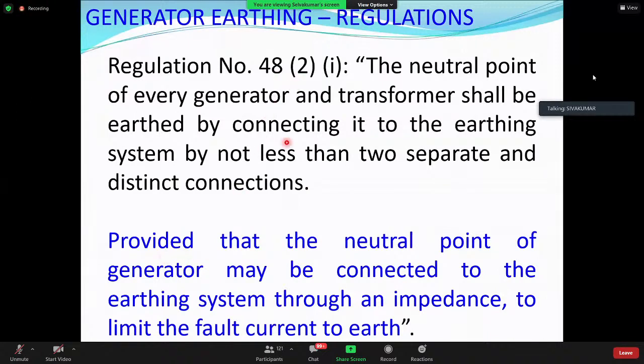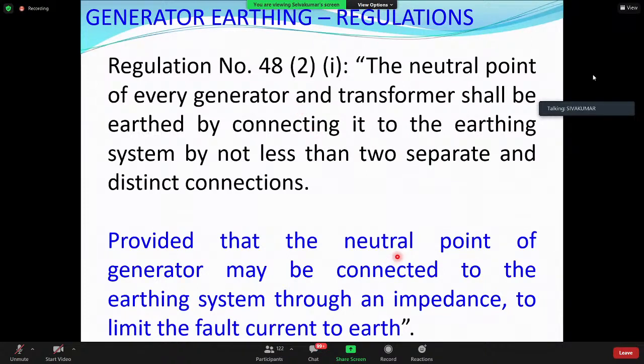Earlier, we have seen the CEA regulation for systems having voltage below 650 volt, that is, low voltage systems. There, the regulation clearly said it must be solidly grounded. But here in systems having voltage above 650 volt, the regulation is giving a choice to the customer. The neutral point of a generator may be connected to the earthing system through an impedance to limit the earth fault current. Here, you can either go for solid grounding, or you can also have the option of going for impedance grounding as per the regulations.